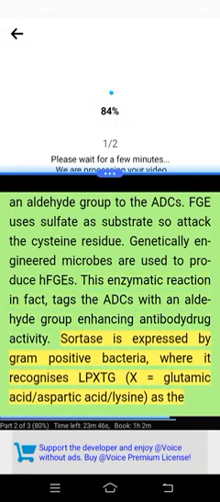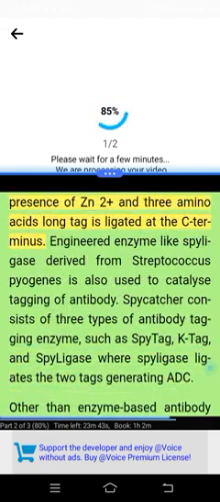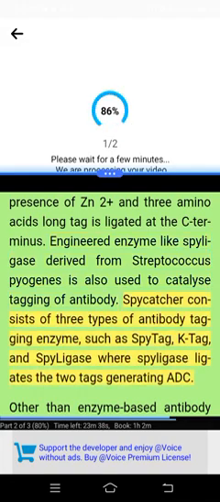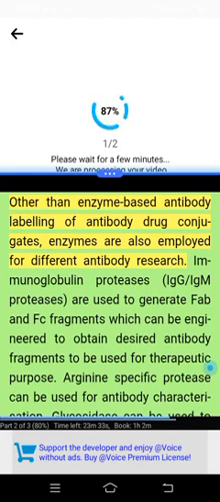Sortase is expressed by gram-positive bacteria, where it recognizes LPXTG, X equals glutamic acid, aspartic acid, lysine, and in the presence of Zn2+, a 3 amino acids long tag is ligated at the C terminus. Engineered enzyme like SpyLigase derived from Streptococcus pyogenes is also used to catalyze tagging of antibody. SpyCatcher consists of 3 types of antibody tagging enzymes, such as SpyTag, KTag, and SpyLigase, where SpyLigase ligates the 2 tags generating ADC. Other than enzyme-based antibody labeling of antibody drug conjugates, enzymes are also employed for different antibody research.